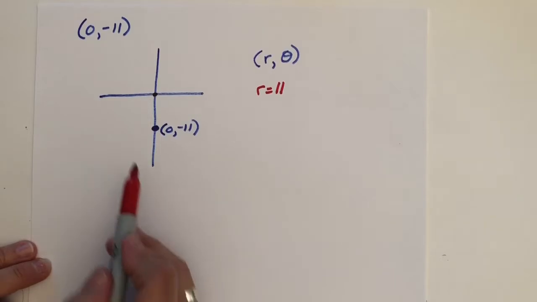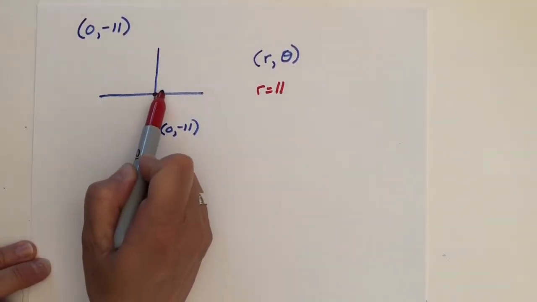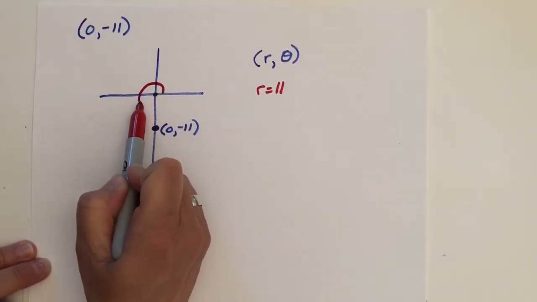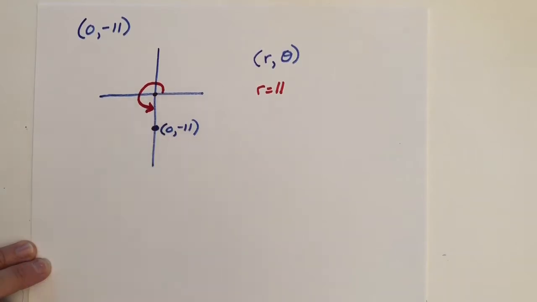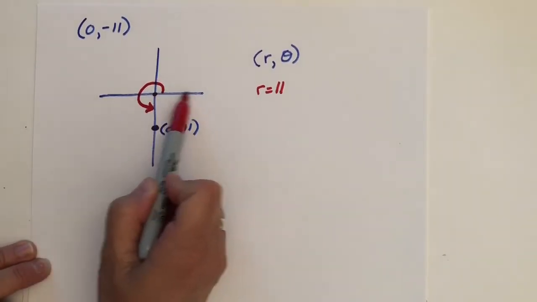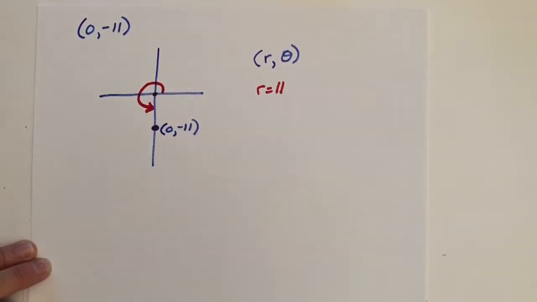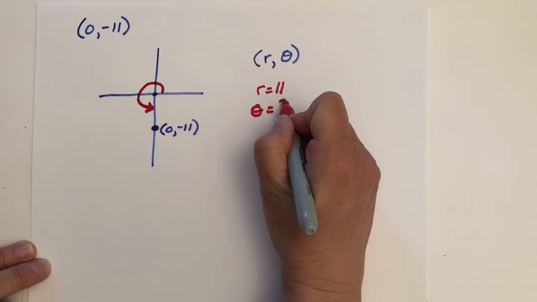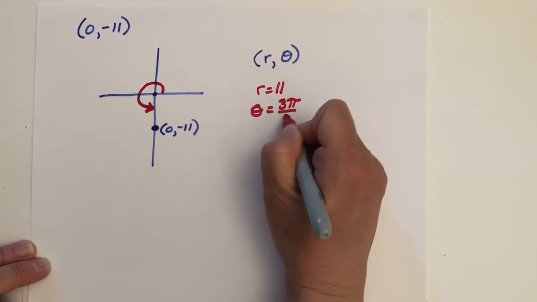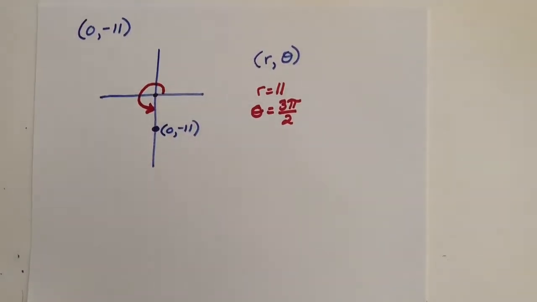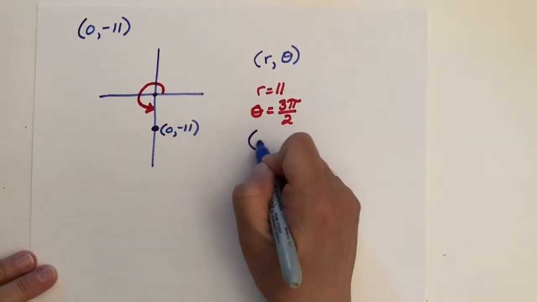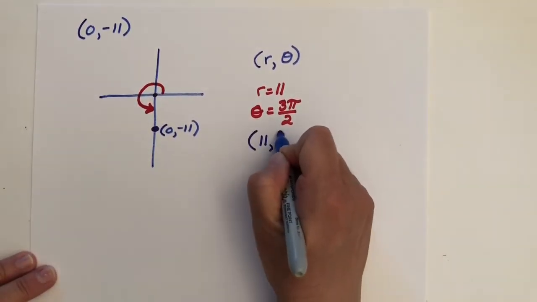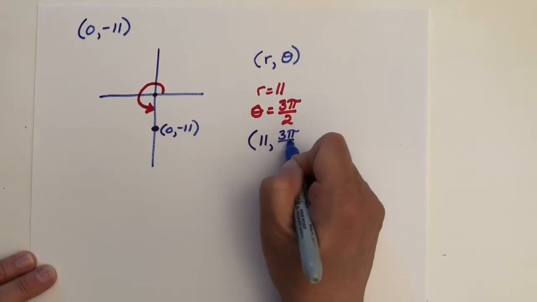And now I need the angle. Now I can use this angle. I'm going to stick with this positive angle here. We know that angle would be 270 degrees, or 3 pi over 2. So I hope you recognize those just by looking at the picture. That's the benefit of having a picture for some of these. So I would represent the point as (11, 3 pi over 2).